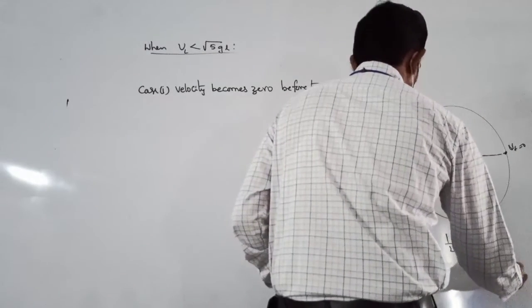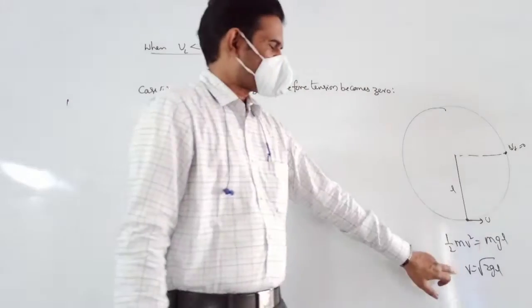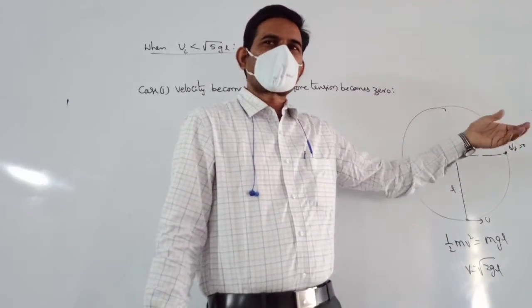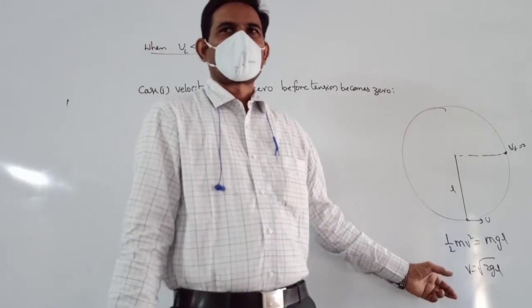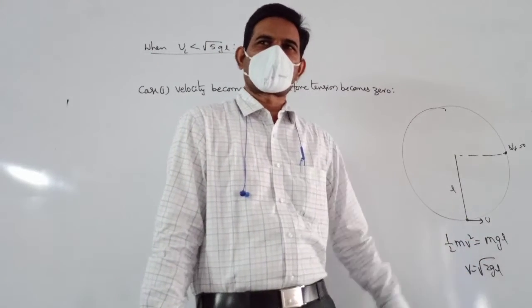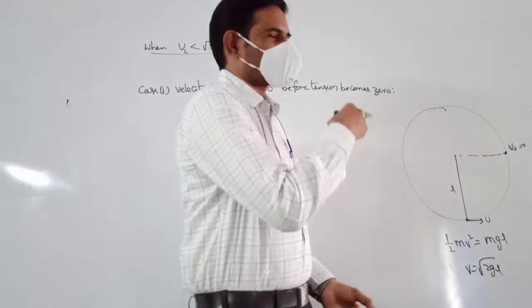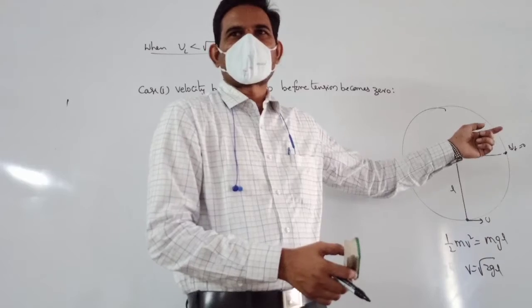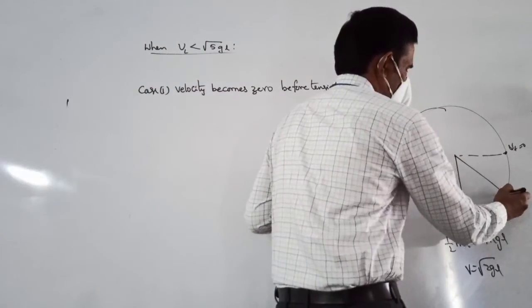Now if the velocity at the lowest point is still less than this, what will happen? It oscillates like a simple pendulum. It does not even reach the horizontal position; it reaches some position below that, suppose until here, then it comes back. So it oscillates like a simple pendulum in that case. So first we are taking the situation when velocity is less than or equal to root 2GL.